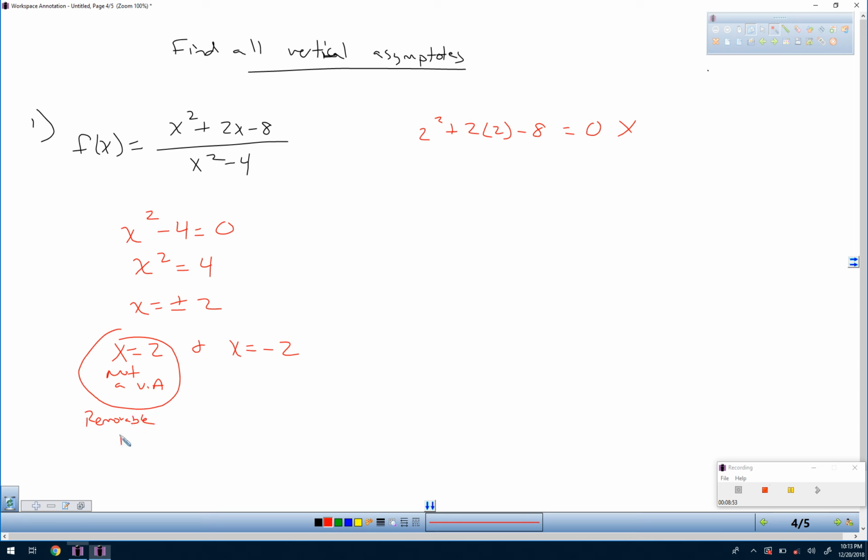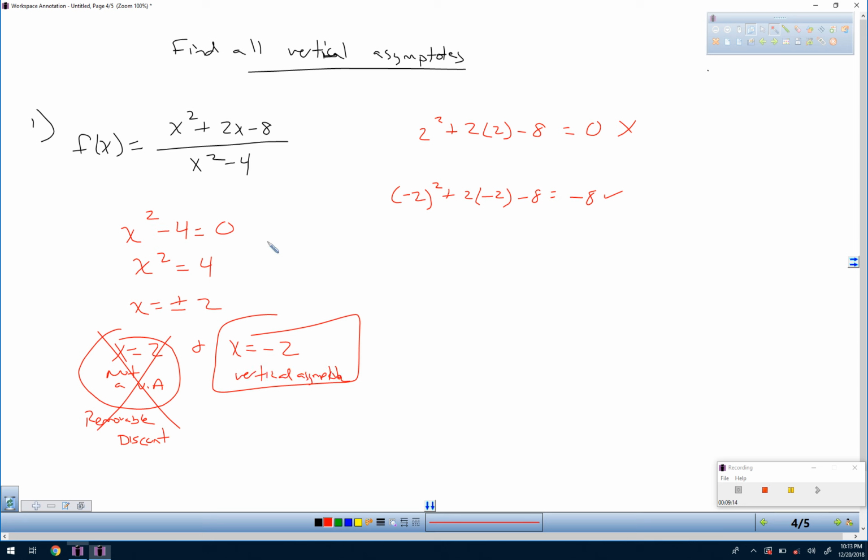In other words, it's a hole there. So that is not a vertical asymptote. I think we checked it. So now let's plug in negative 2. Well, if you plug in negative 2, 4 minus 4, which would be 0, then you get negative 8. So this is my vertical asymptote for that function.